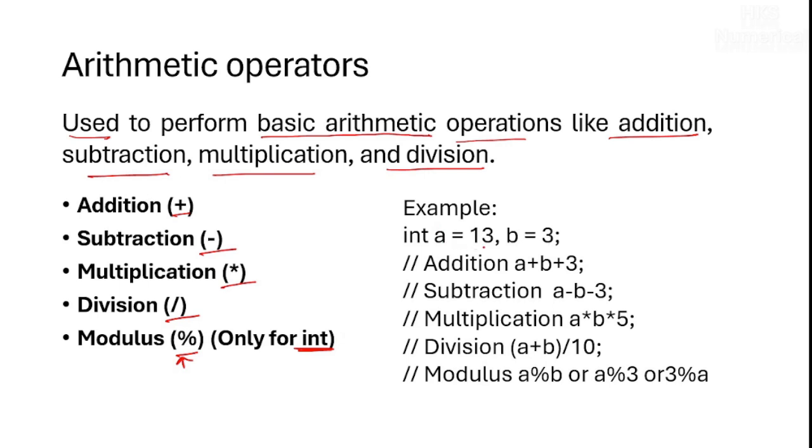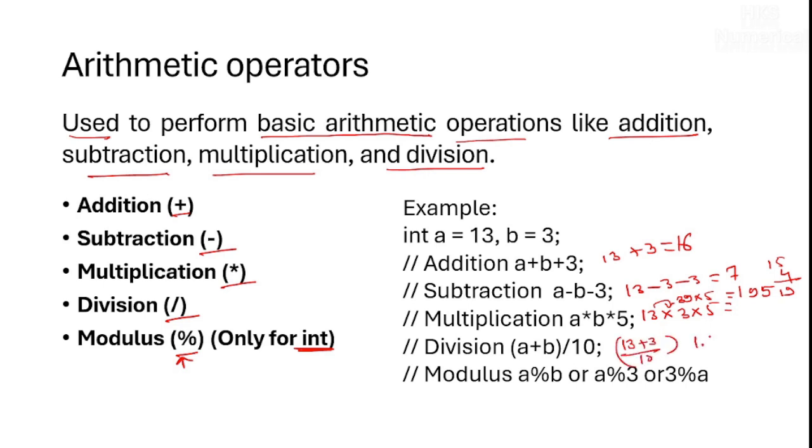Example: A is 13 and B is 3. 13 plus 3 will be 16. 13 minus 3 will be 10. 13 into 3 is 39. And 13 divided by 3 is 4 with remainder 1. For 13 divided by 3, 1.6 would become the answer, but since A and B are integers, the answer will be 1.